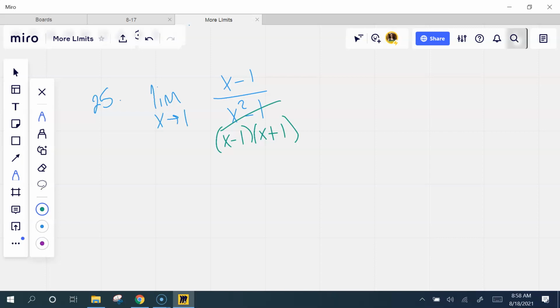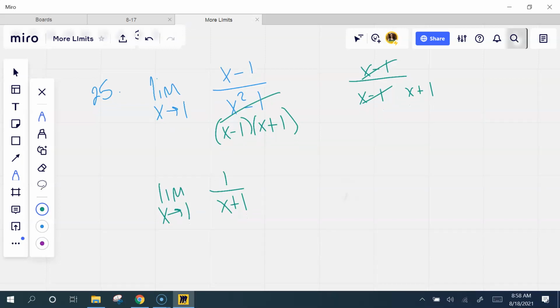But now what happens to that fraction? Agree or disagree? And you just plug in 1 over 2. What do I do now? Now I can substitute.